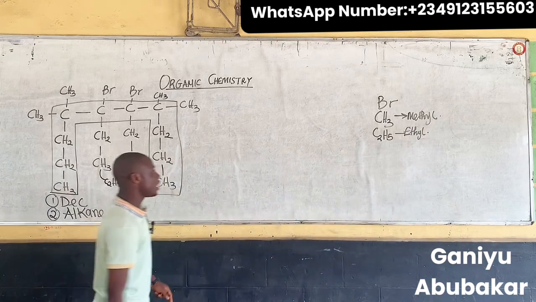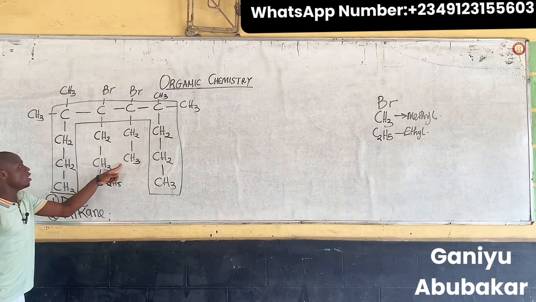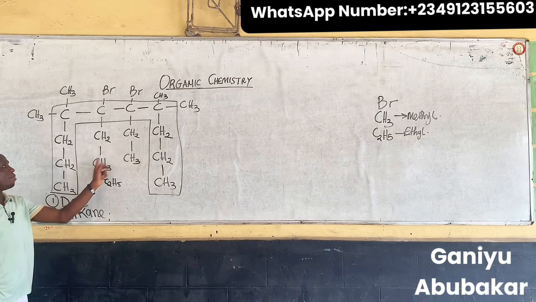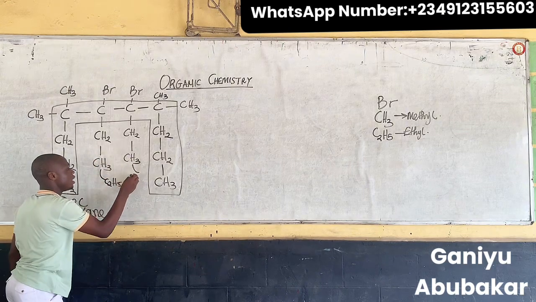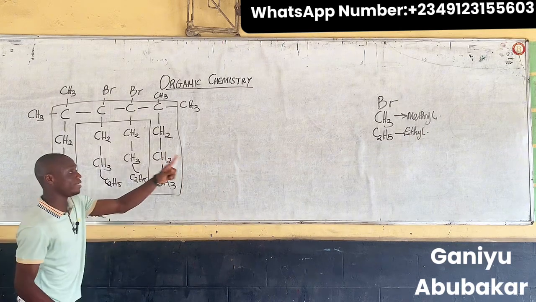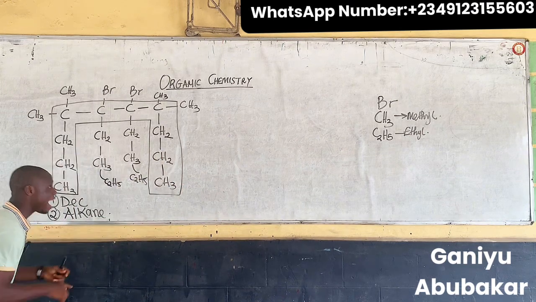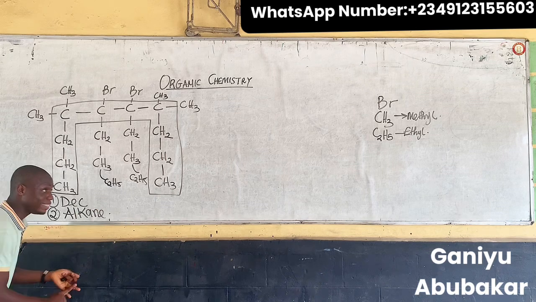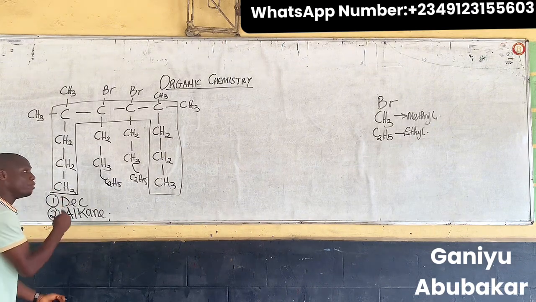Next up, please. This one here looks similar to this. Observe, please. This one here is also what there? C2H5, which is also what there? It's also ethyl. So in this compound here, I have bromine, methyl, and ethyl. Now let's name this compound.